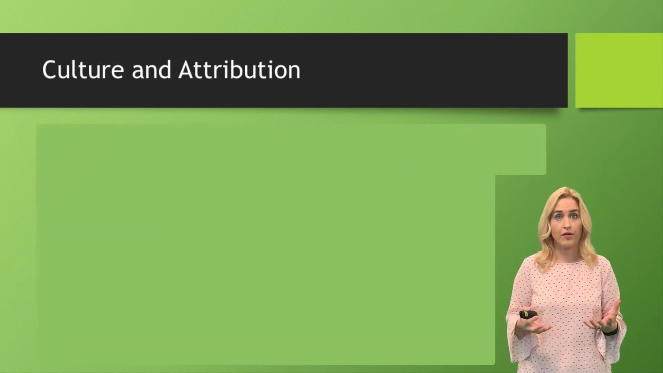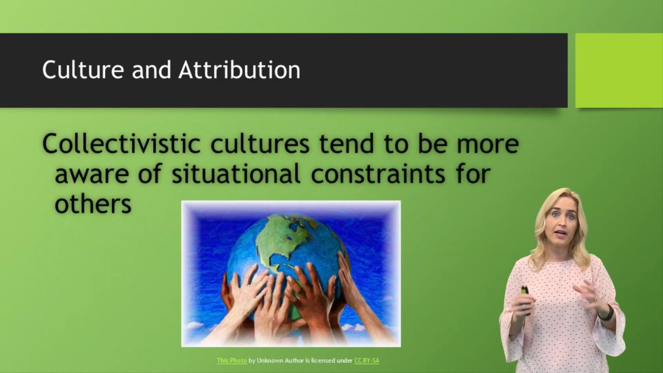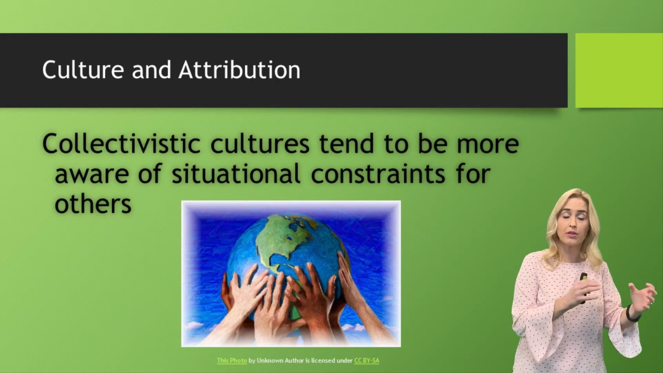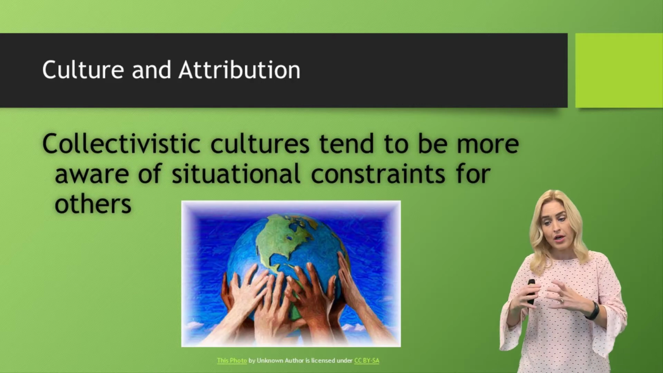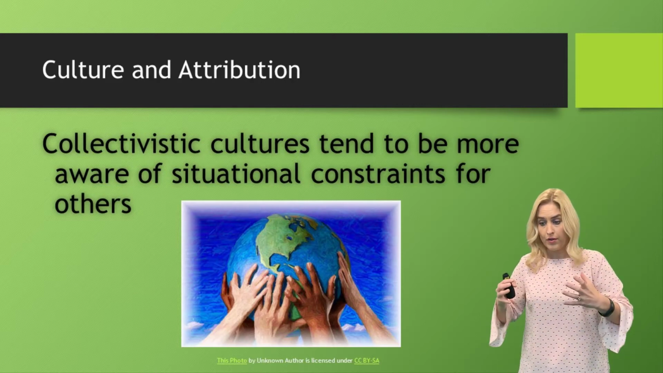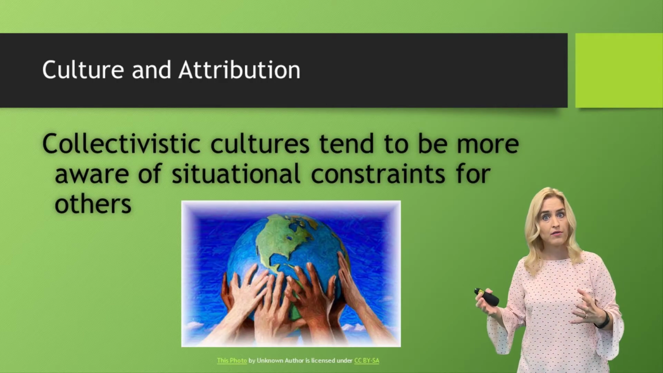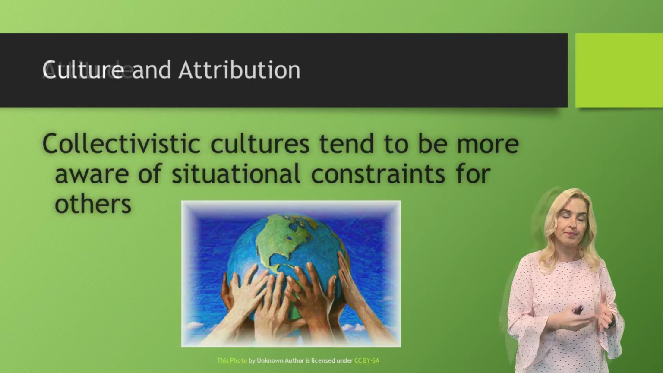Something that we found with the fundamental attribution error is that it's culturally based. We find that the fundamental attribution error is more likely to happen in individualistic cultures than it is in collectivist cultures. And this is because in collectivist cultures, the focus is often more on the situation that surrounds the individual rather than the individual themselves in that situation.